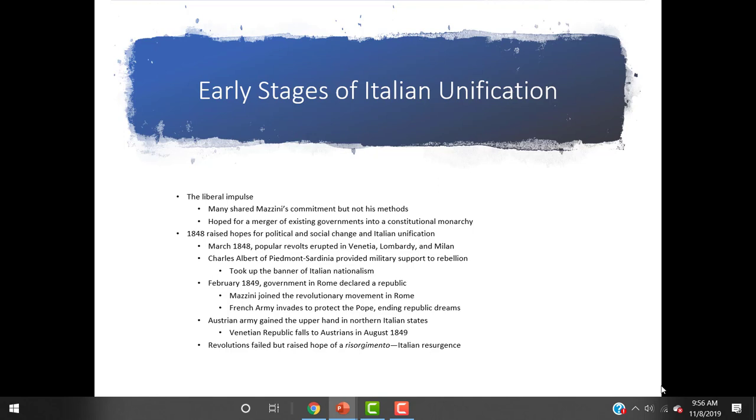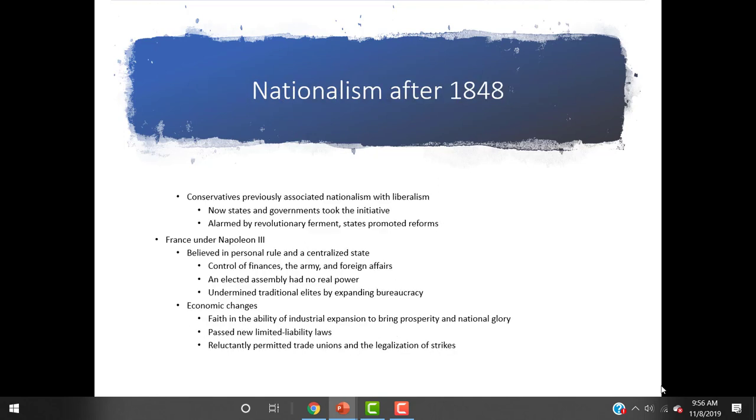In February, the government of Rome declared a republic. Mazzini joined the revolutionary movement in Rome, and the French army invaded to protect the Pope, ending any dreams of a republic. The Austrian army gained the upper hand in the northern Italian states, and the Venetian Republic fell to the Austrians in August. So the revolutions, even though they were all over the country, failed. But there was a hope left in the people of an Italian resurgence and unification.